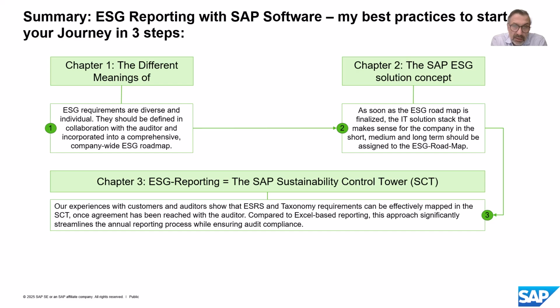And last but not least, as I already mentioned, our experience with customers and auditors show that ESRS and taxonomy requirements can be really effectively mapped in the SCT once the agreement has been reached with the auditor. Once you know which disclosure requirement is relevant for you and your company and which KPI is needed, then it is pretty easy to map this requirement, this KPI in our solution.